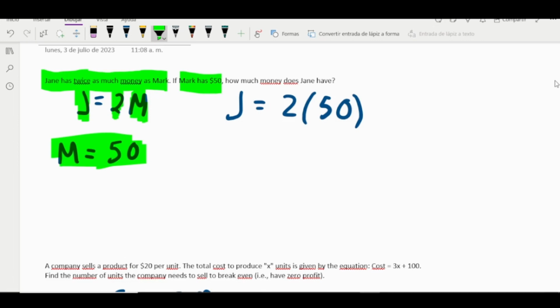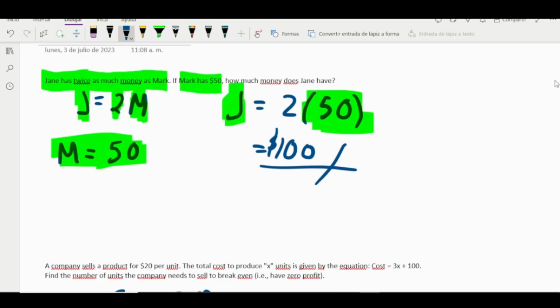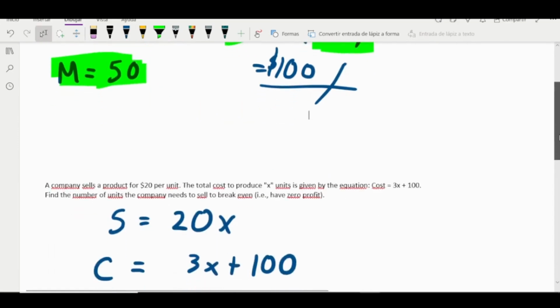In this case, for example, we can make a substitution in the first equation. Jane, in this case, is going to be equal to 2 times the value of M, or the value of Mark. In this case, we know that Mark is equal to 50. So here the final answer is going to be 2 times 50. Well, it's going to be 100. So we know that Jane has $100. Well, that's one simple example.